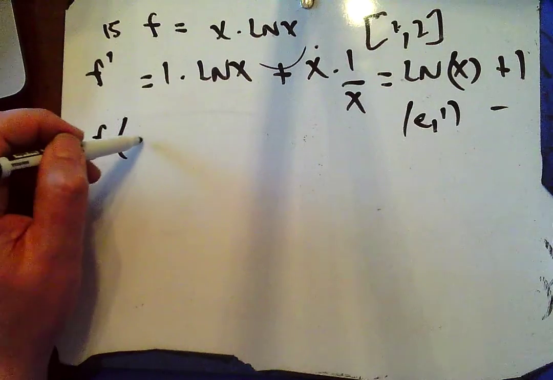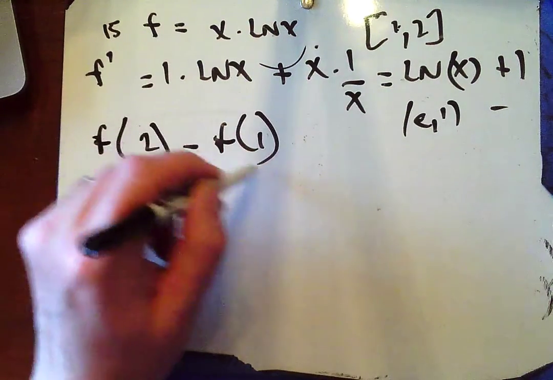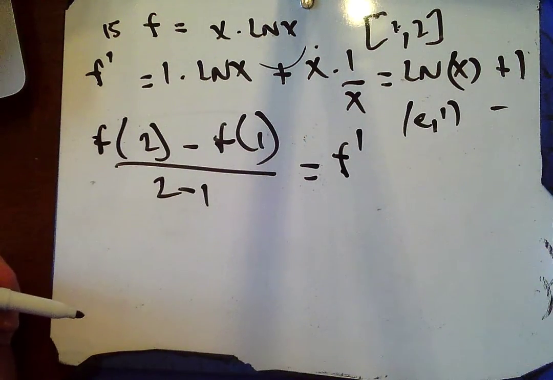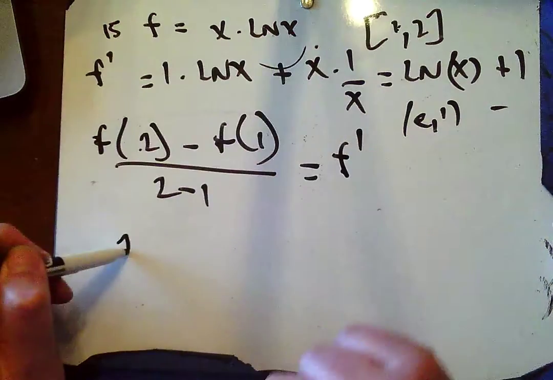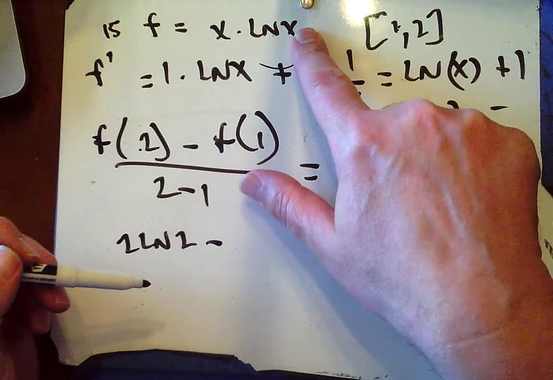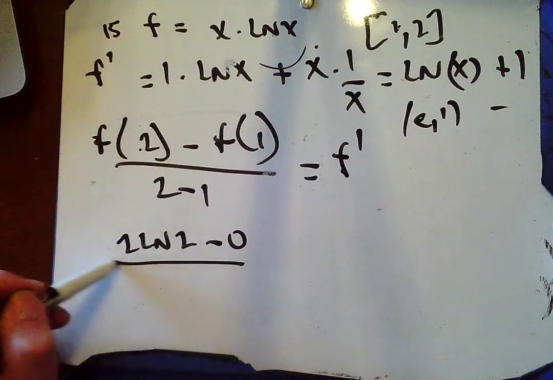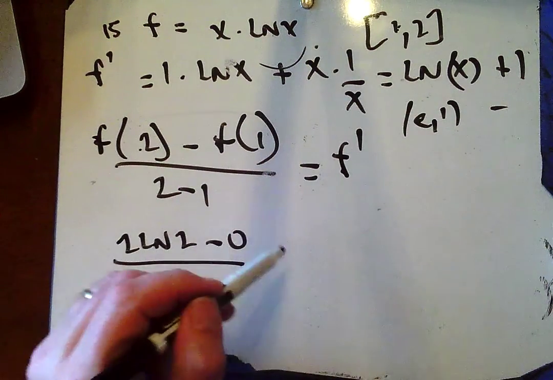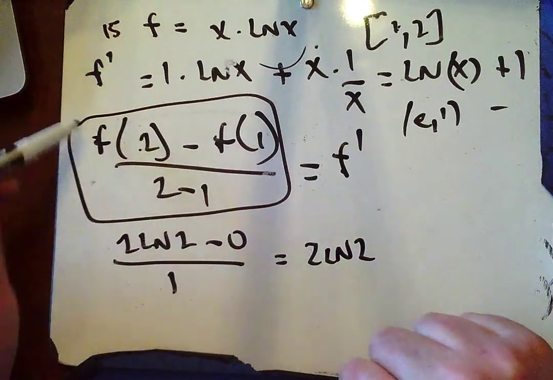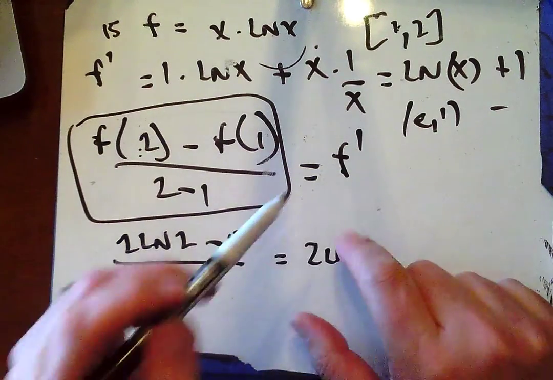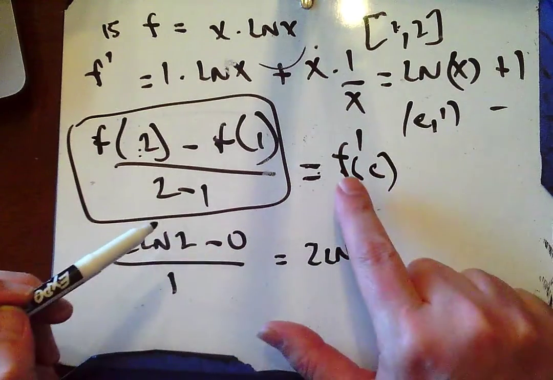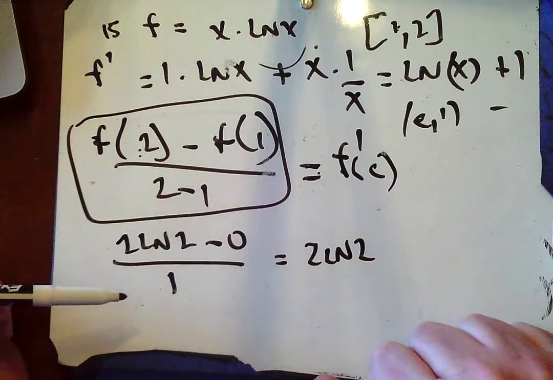I need to find f of 2 minus f of 1 over 2 minus 1 and set that equal to f prime. So if I plug a 2 in here, I have 2 ln of 2, and if I plug a 1 in there, ln of 1 is 0. So 0 times 1 is 0 over 1. Well, that means 2 ln of 2. And that's the average rate of change between those 2 points. Mean value theorem says I'm guaranteed at least one point where the tangent line would have the same slope.